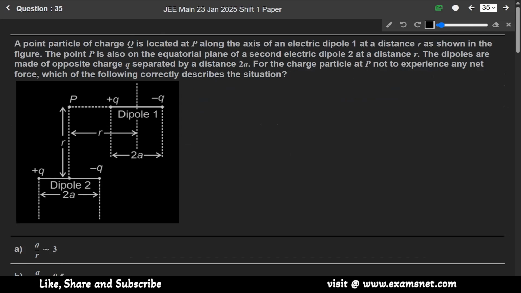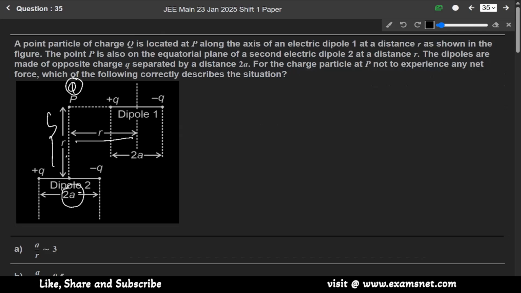This is a very difficult question. In this, it is some sort of mathematical solving question. In this question, a point particle of charge Q is located at P, along the axis of an electric dipole 1 at a distance r, as shown in the figure. The point P is also on the equatorial plane of a second electric dipole 2 at a distance of r. The dipoles are made up of opposite charges plus q and minus q separated by distance 2a.